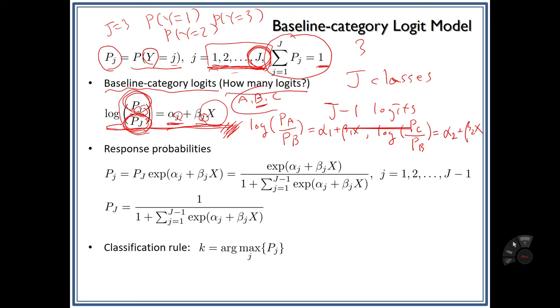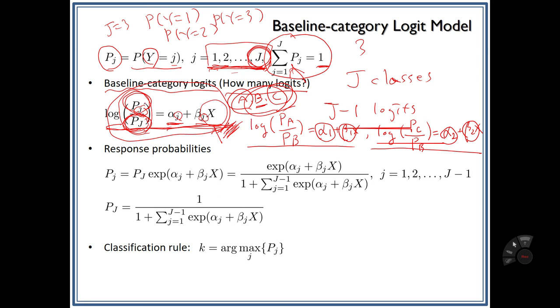So in the case of 3 classes, we should estimate alpha 1, beta 1, alpha 2, beta 2 as regression coefficients from a training set. We should be able to find these 2 equations if we have 3 classes. Alternatively, you can pick C as a baseline, and for sure, you can pick A as a baseline. By setting up baseline category logits, we can derive the response probabilities from these equations.